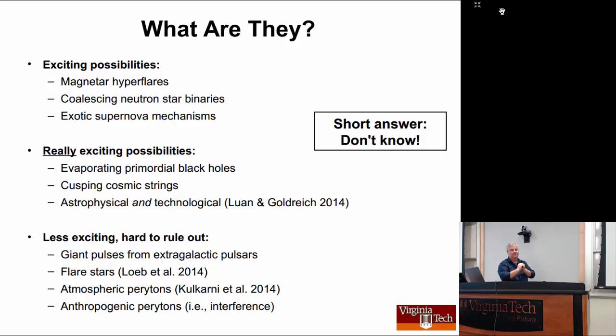These two guys are eminent radio astronomers. I don't know, maybe. Less exciting but hard to rule out: giant pulses from extragalactic pulsars, flare stars, atmospheric peritons, things in our own atmosphere that might be able to generate enough dispersion to fake us out. Then anthropogenic peritons, which is a fancy way of saying interference, like microwave ovens.